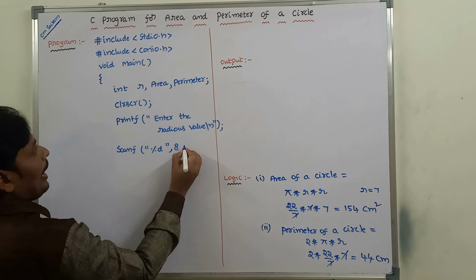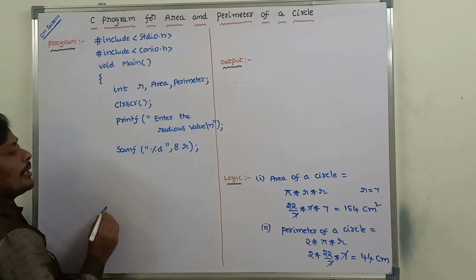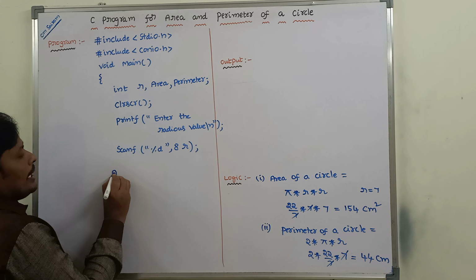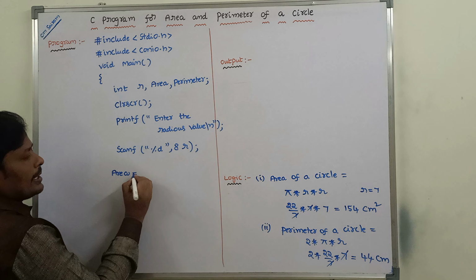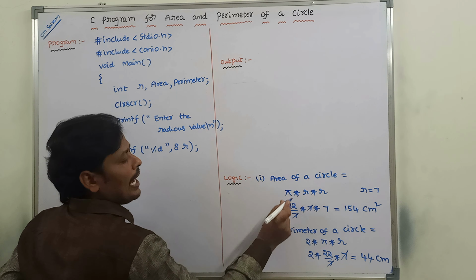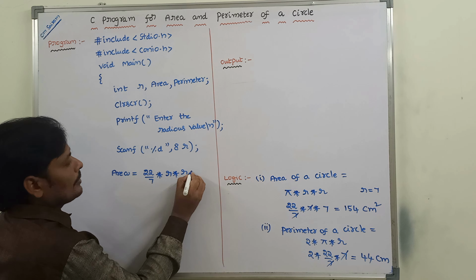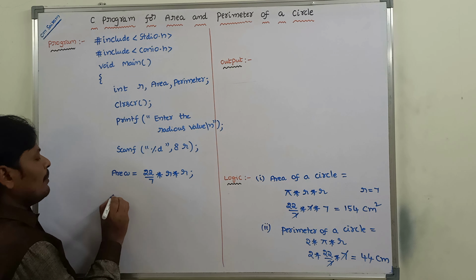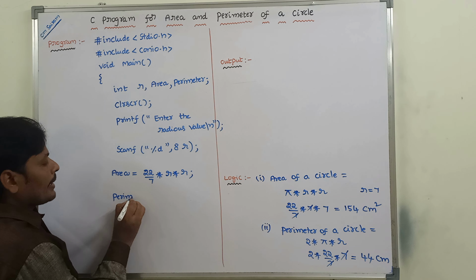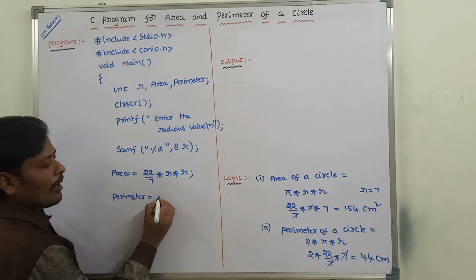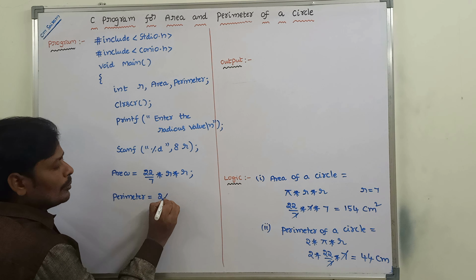Once we have read the radius value from the keyboard, we have to find the area and perimeter of the circle. So area is equal to, what is the formula? Pi r square, where the pi value is 22/7. So 22/7 into r into r. Next, the perimeter formula. Perimeter is equal to 2 pi r. 2 into the pi value, 22/7, into r.